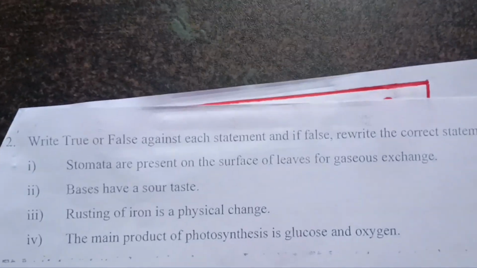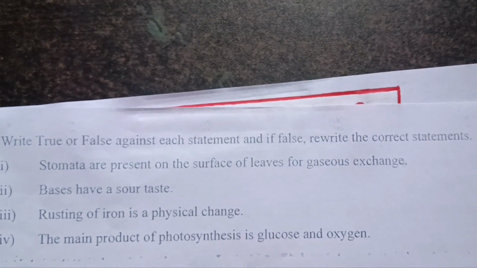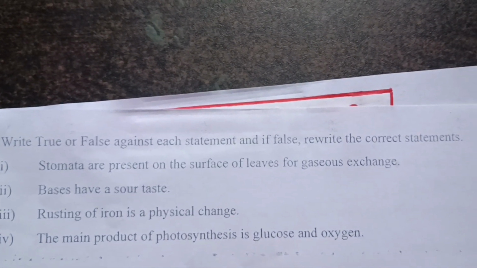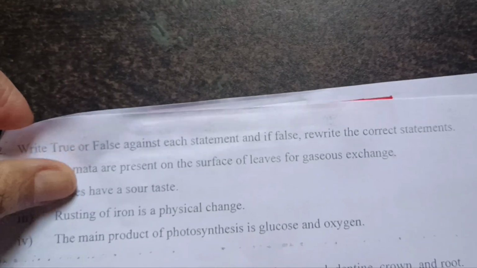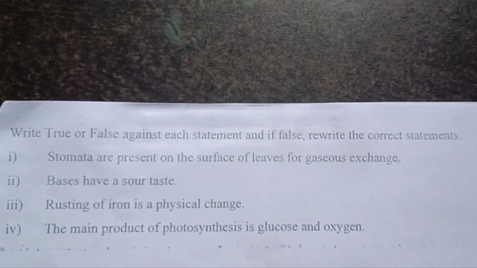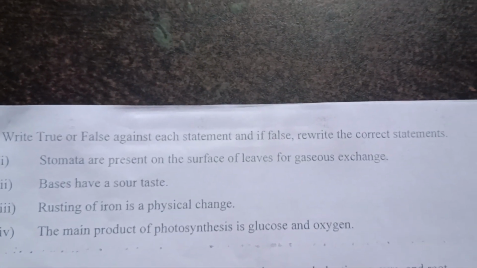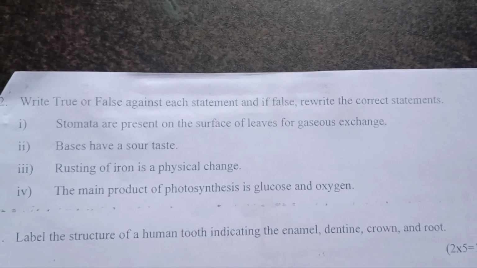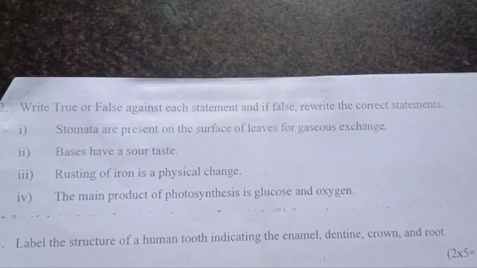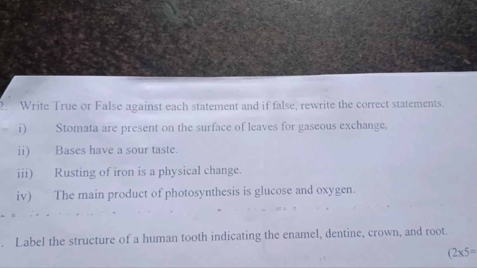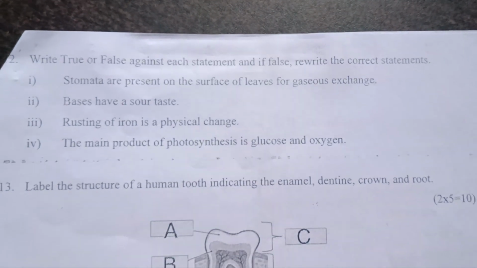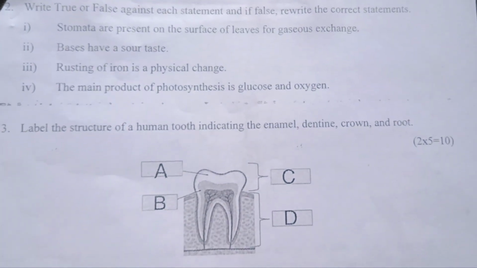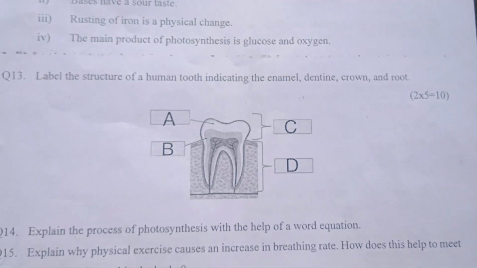Next, write true or false. Stomata are present on the surface of leaves for gaseous exchange. Bases have a sour taste. Rusting of iron is a physical change. The main product of photosynthesis is glucose and oxygen. Next, label the structure of a human tooth indicating the enamel, dentine, crown, and root. So the diagram of tooth is there. You have to label them.